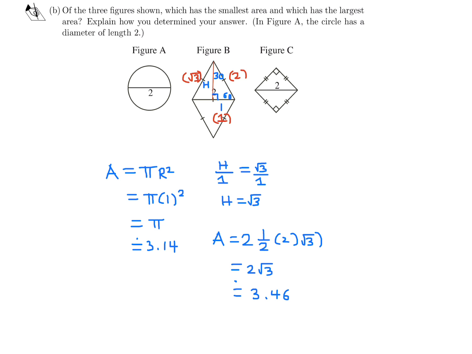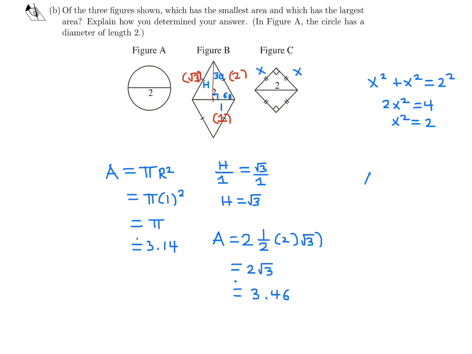Okay, moving along to figure C. Let's call this side x and this side x, and they're equal. That's what those symbols mean. So using Pythagoras, x squared plus x squared is equal to 2 squared. So therefore 2x squared is equal to 4, and therefore x squared is equal to 2.